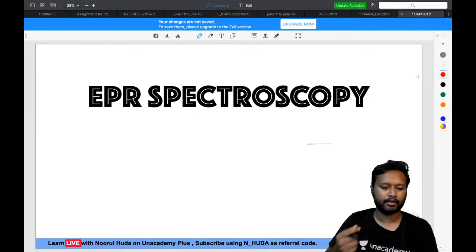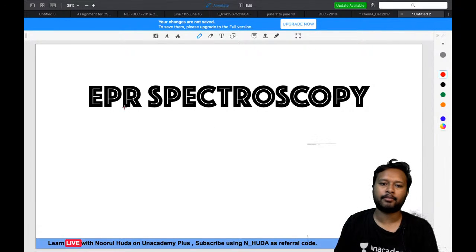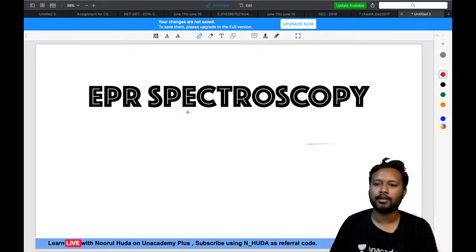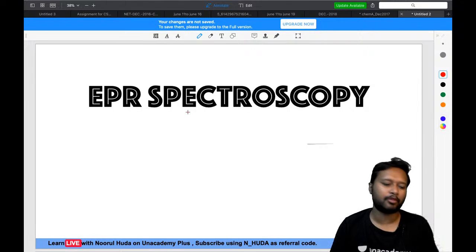Today in this session we'll try to look at the questions which are asked in CSIR-NET based upon your EPR spectroscopy. So what's the benefit of this topic? What is the strategic approach? What kind of questions can be asked from there? I have taken one question of each type and we'll be discussing that. It won't be a long session. It will be a short session in which we'll just see how and what kind of questions can be asked from your EPR spectroscopy. All right.